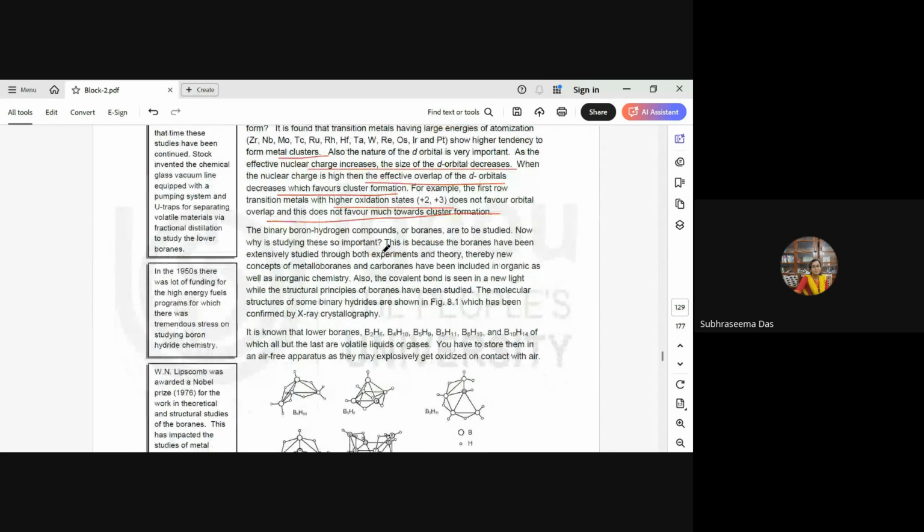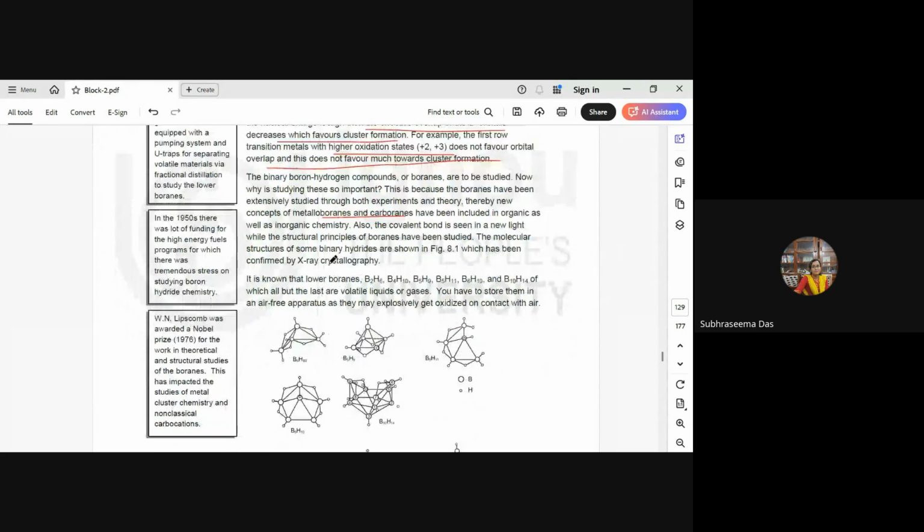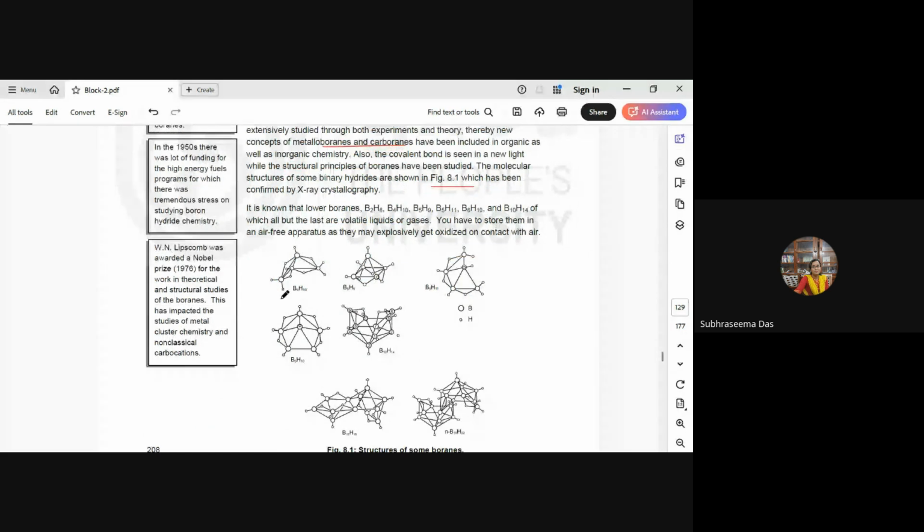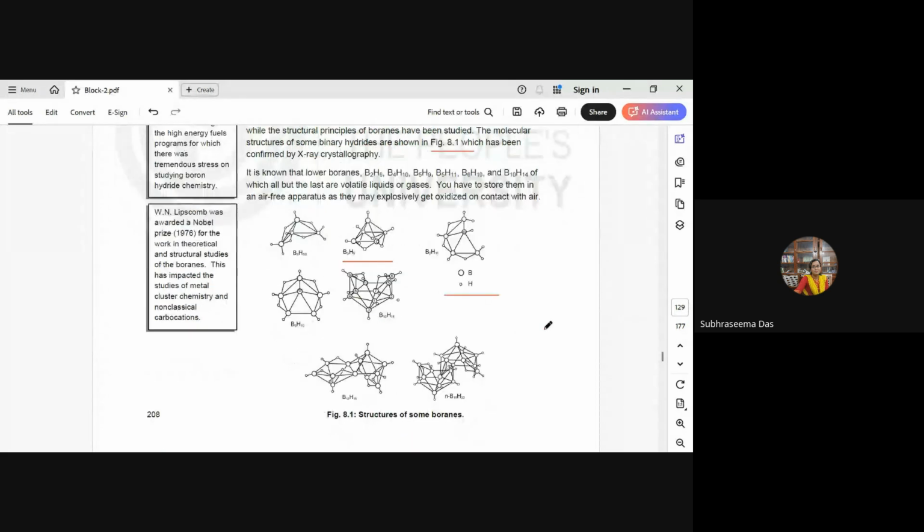Then the binary boron hydrogen compounds, or we call them the boranes, are very important because they all form clusters. Why do such boron hydrides form clusters? It is because the boranes have been extensively studied, and they introduce the concept of metalloboranes and carboranes, which have been included in both organic and inorganic chemistry. The covalent bond here is seen in a new light that we have not previously studied. The molecular structure of some binary hydrides has been shown in figure 8.1. So here this is B4H10, B5H9, B5H11 and some other boranes.